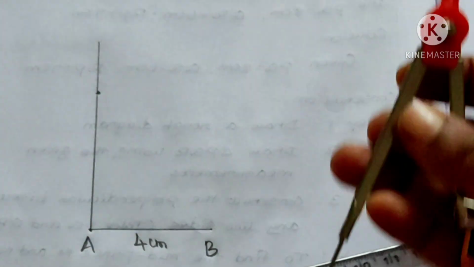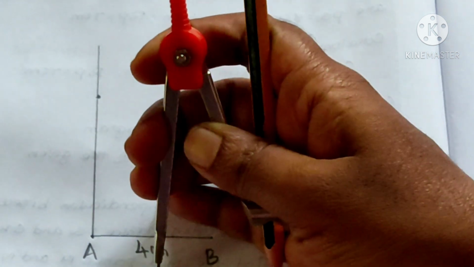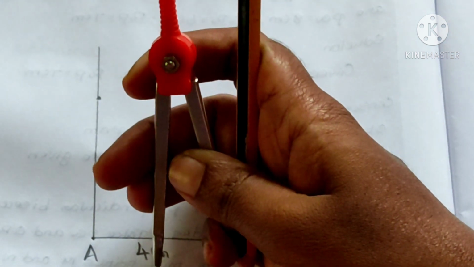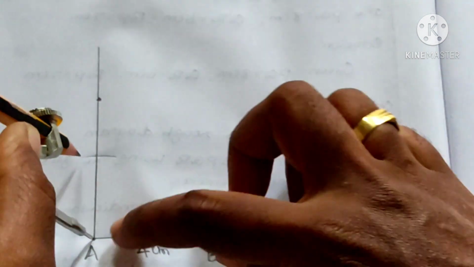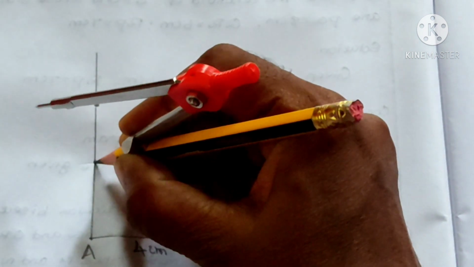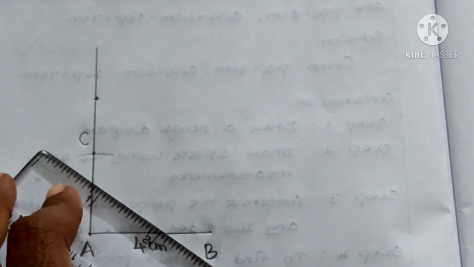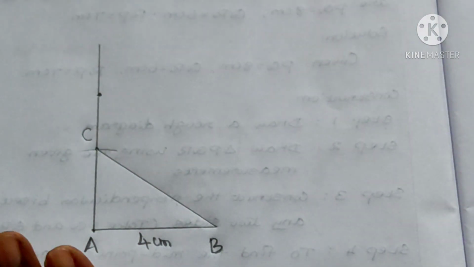Now using the scale, take 3 centimeters because AC is 3 centimeters. With A as the center, draw one arc. That arc cuts this perpendicular line. Okay. So that point, you take as C. Now join B and C. Join B and C. Next, you find this is triangle ABC.